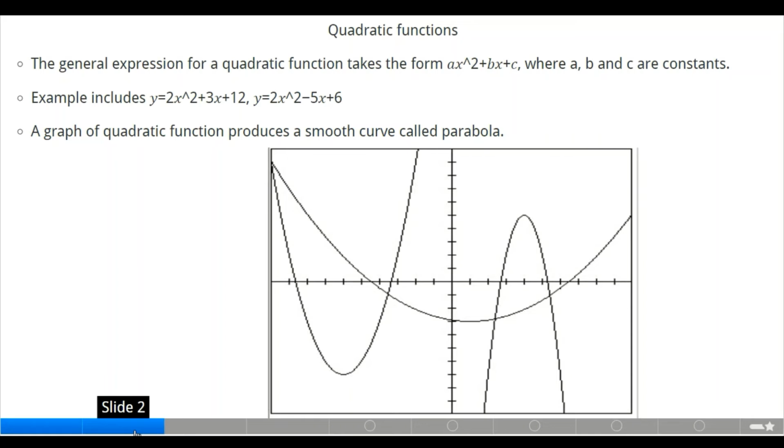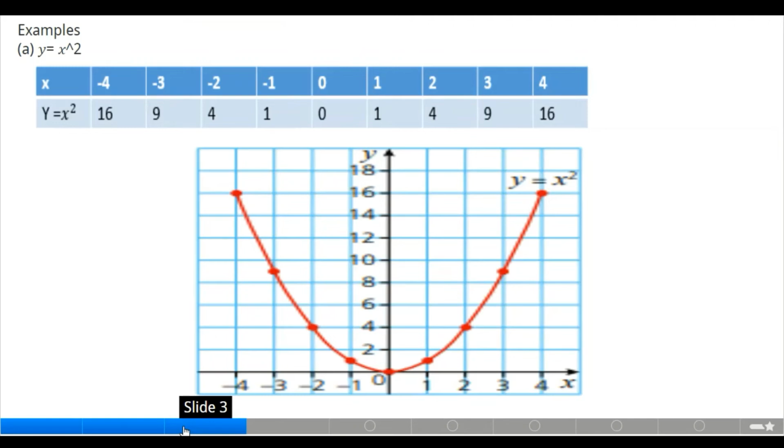Now, a graph of a quadratic function produces a smooth curve called a parabola. This is an illustration of how a quadratic function graph looks. So if we are plotting a quadratic function, it produces a smooth curve, and this smooth curve is what we call a parabola. Now we have an example of a given graph here, which is y = x^2. We have this graph already plotted.